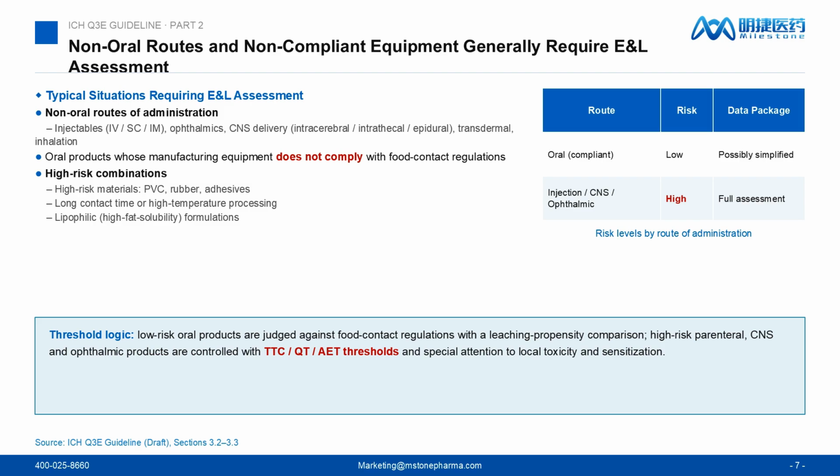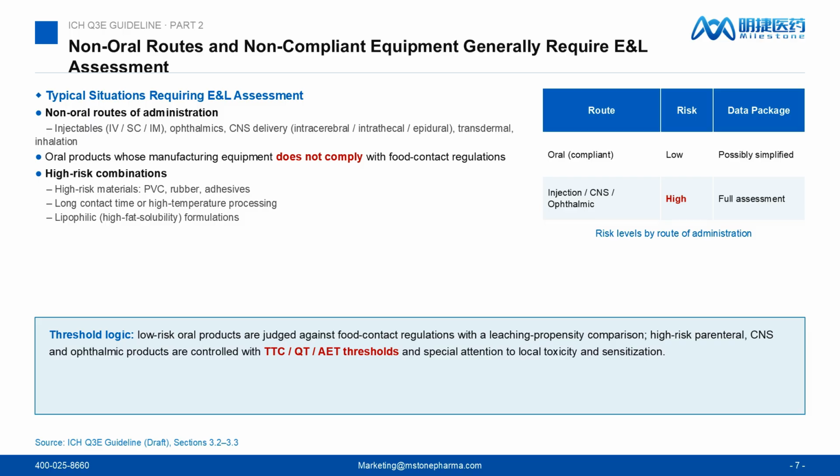Second, even an oral product needs a full assessment if its manufacturing equipment does not comply with food contact regulations. Third, high-risk combinations, aggressive materials like PVC, rubber, or adhesives, long contact times or hot processing, and lipophilic formulations, which are particularly good at dissolving organic migrants out of plastics.